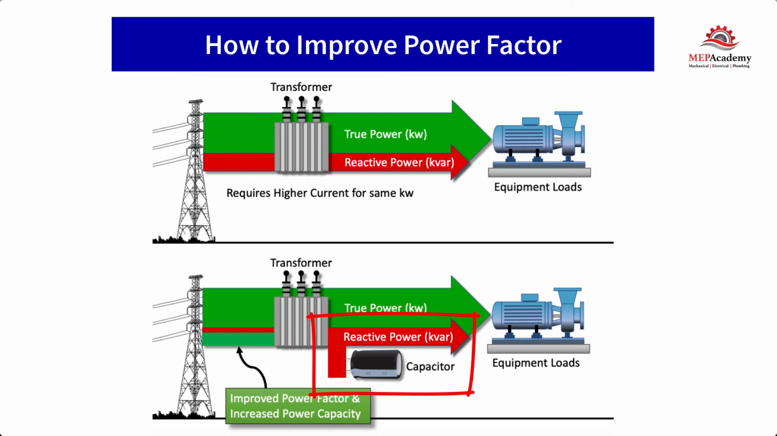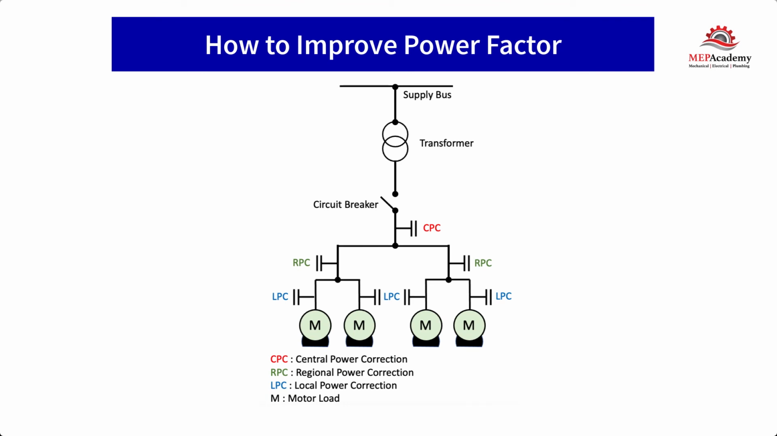Capacitors can be in various places within the electrical system to improve the power factor. As this single-line electrical diagram shows, power factor correction equipment can be located centrally, CPC, to handle the complete building, or regionally, RPC, within the building, or at individual local LPC loads, such as motors.